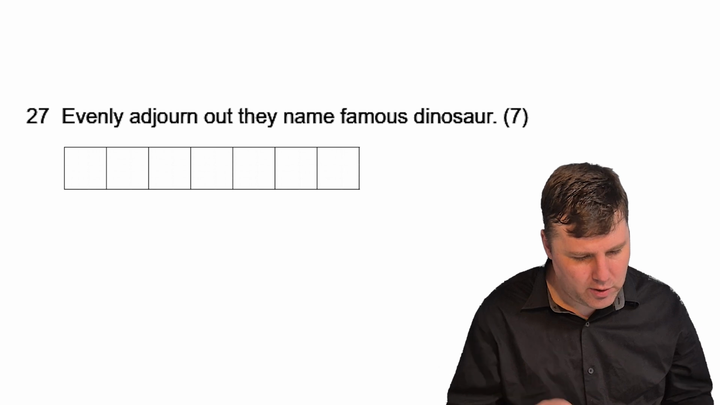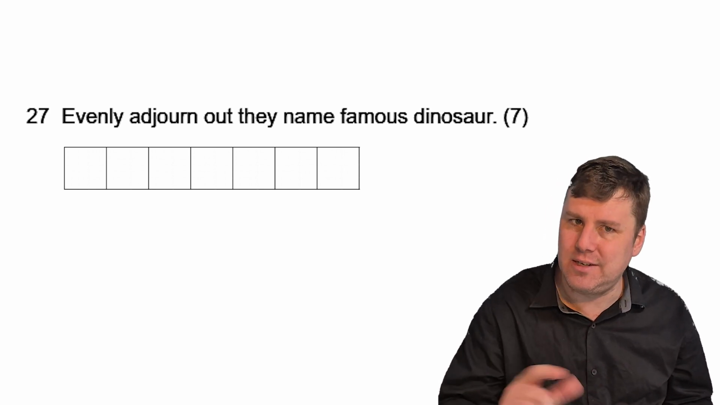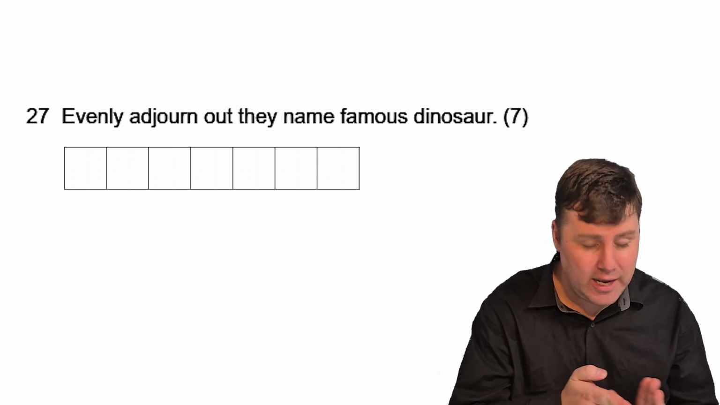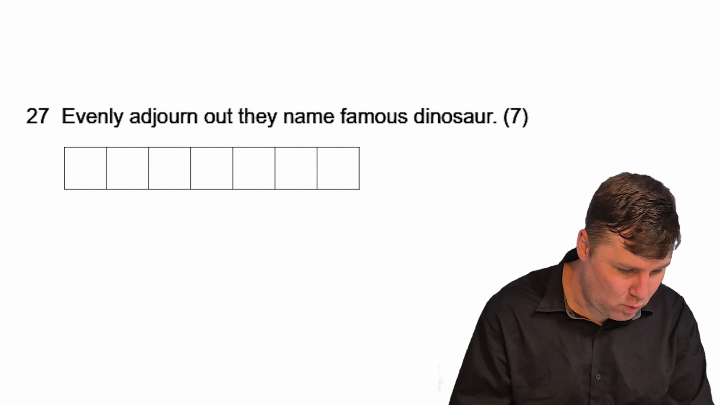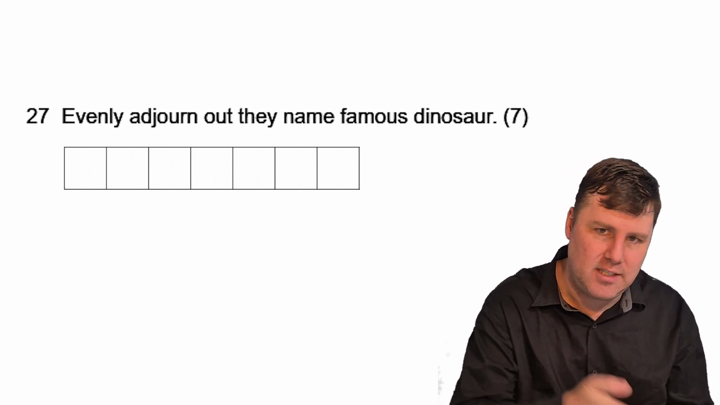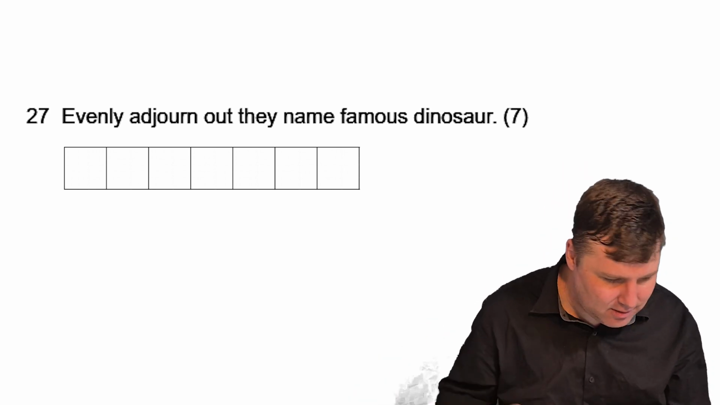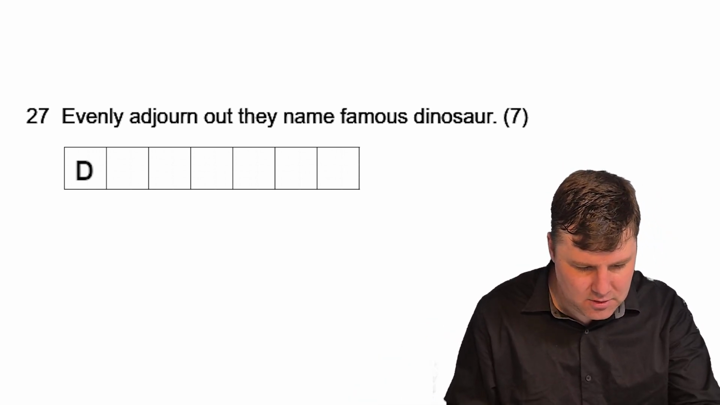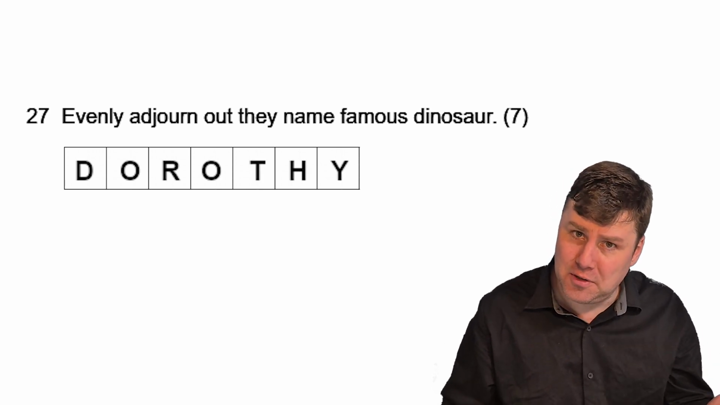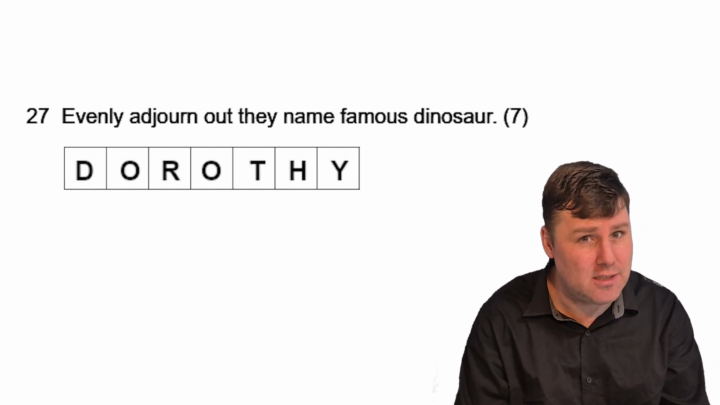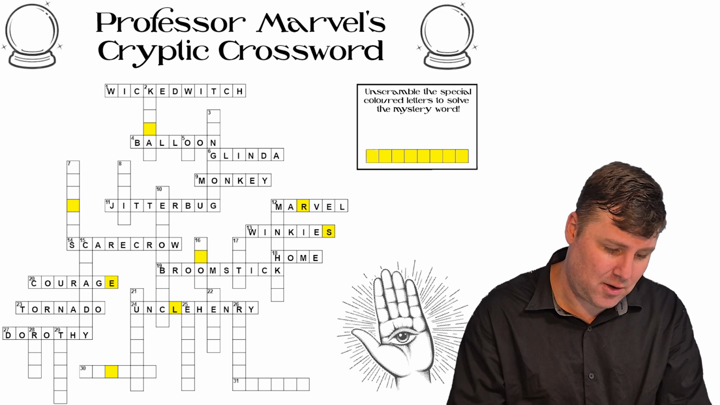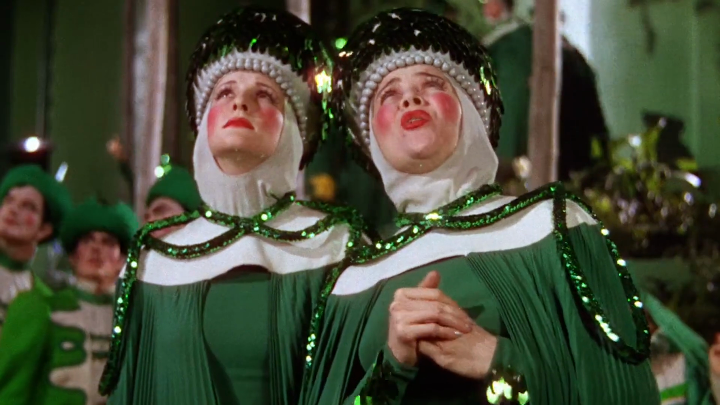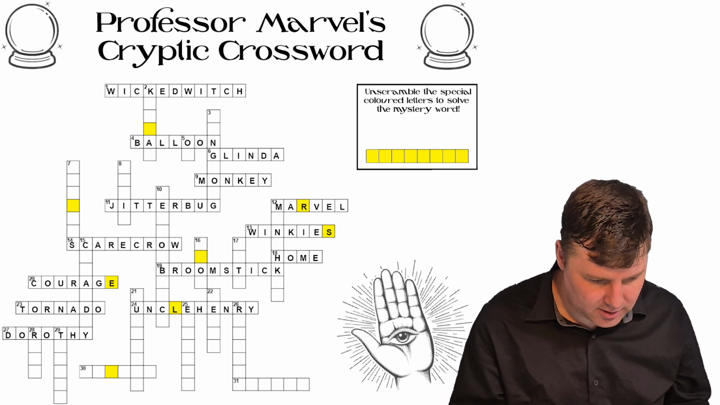Okay, so we already dealt with odd letters in retrospect for Winkies. Evenly means that we're looking at the even letters of the next few words. So if we look at every second, fourth, sixth, eighth, 10th letter from adjourn out they, we find Dorothy. And of course, a famous dinosaur from the Wiggles is Dorothy the dinosaur. So our answer for 27 across is Dorothy. Dorothy? Who's Dorothy?